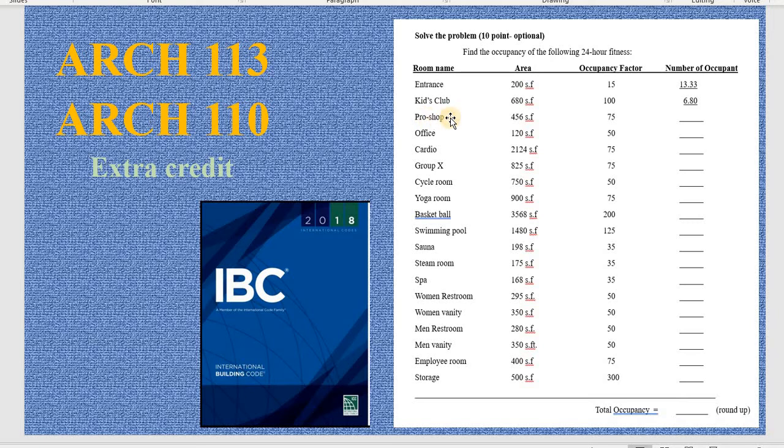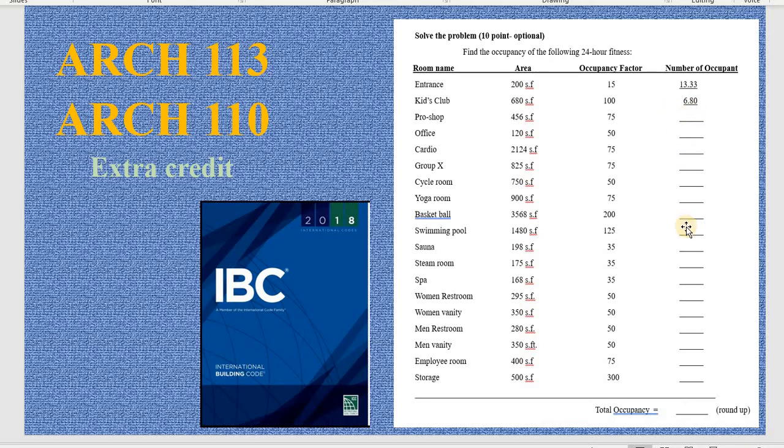Okay, for example, the pro shop is where you can get some kind of food, a drink, or clothes from 24 Fitness, and they need 75 square feet for each occupant. And the area of the pro shop is 456 square feet, so you take 456, you divide by 75, and you get the occupant number right here.